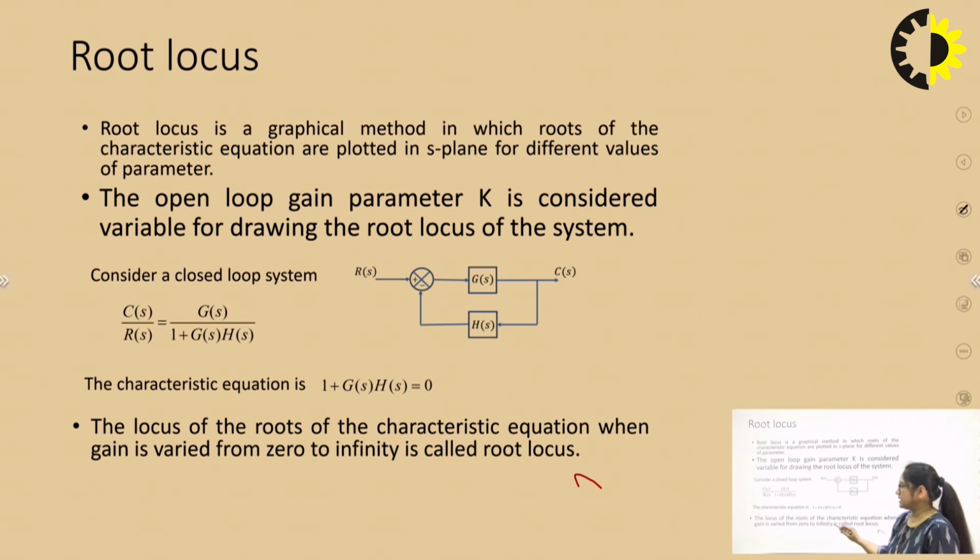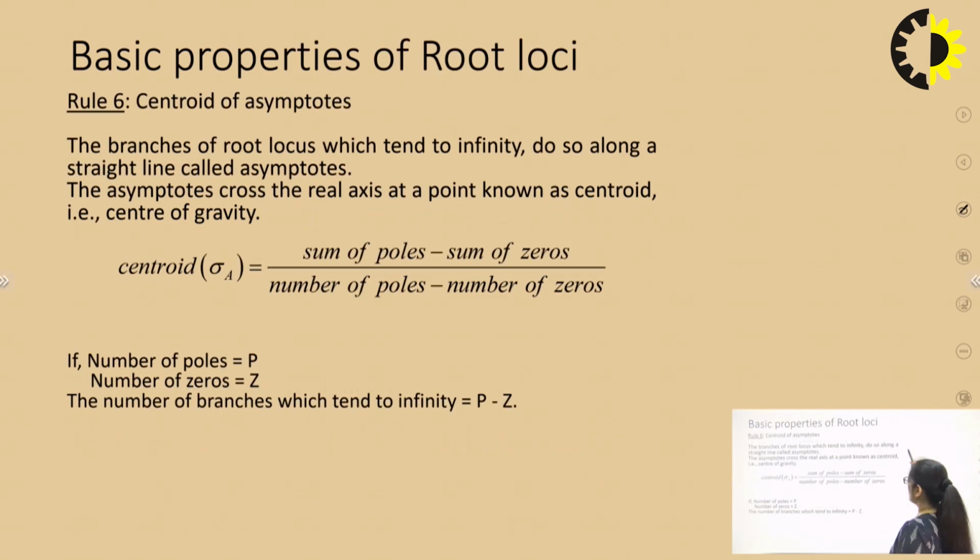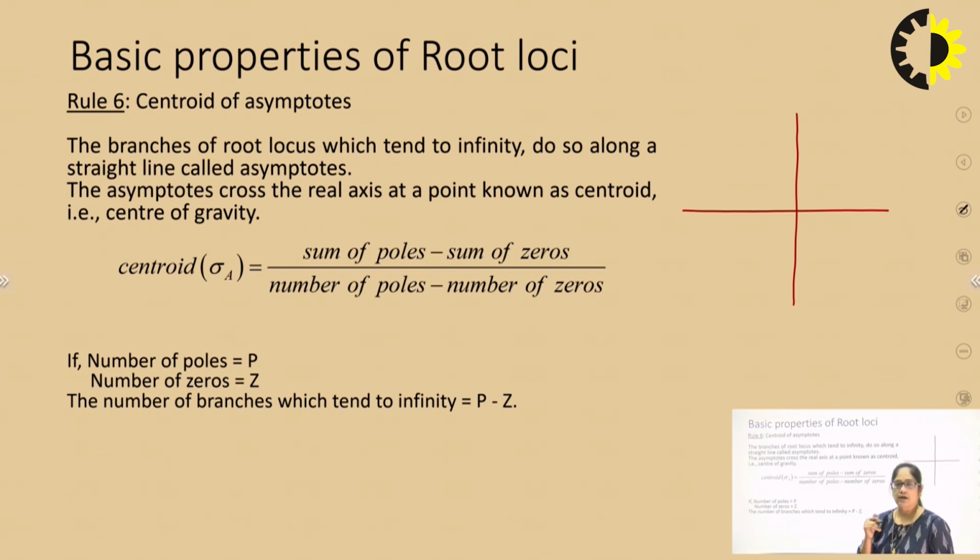So, what is exactly locus? What we are discussing is the roots of the characteristic equation when gain is varied from 0 to infinity. So, we are plotting the root locus on a graph. As the previous rule says, when the root locus is plotted on the S-plane, it is symmetrical about the x-axis and it starts at an open loop pole and ends at an open loop zero or ends at infinity.